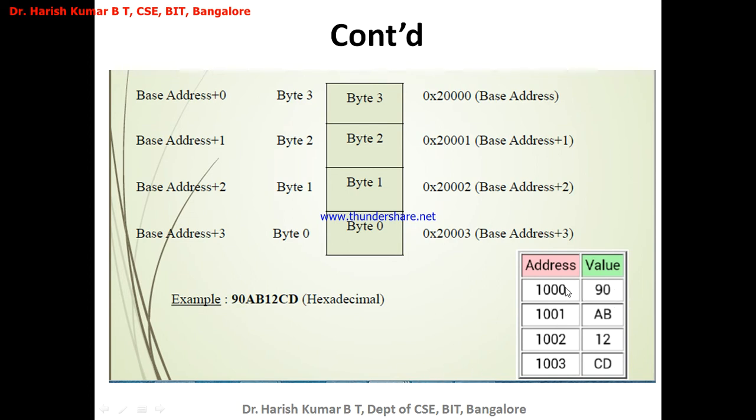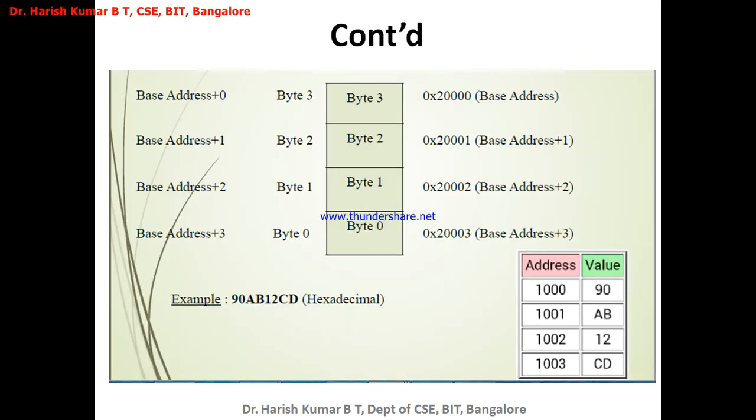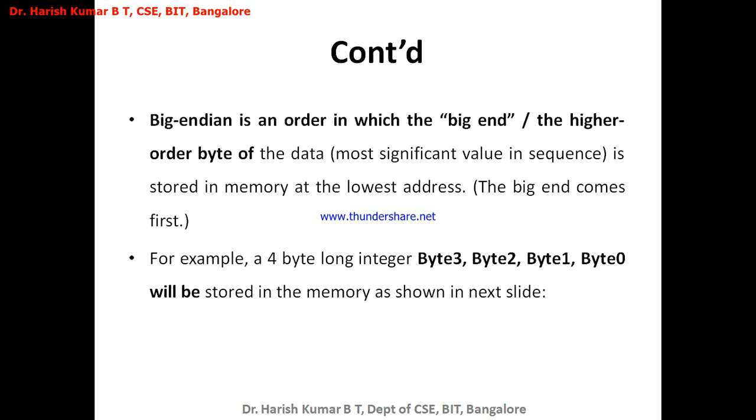90 is stored at the lower address, and the lower order byte of the data is stored at the higher address. Now when I want to read, I can read from the lower address itself, 90 AB 12 CD, but there I have to read it from the higher address to the lower address. Yeah, that's about the big endian and little endian controllers.